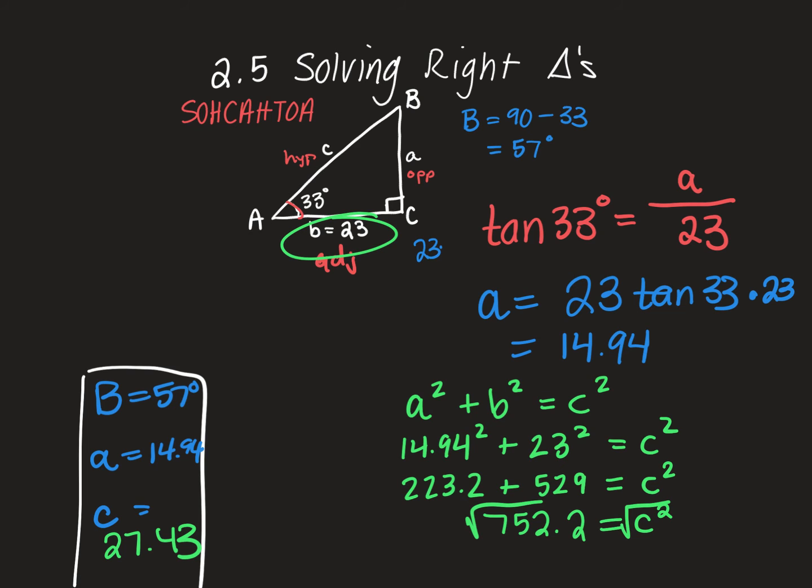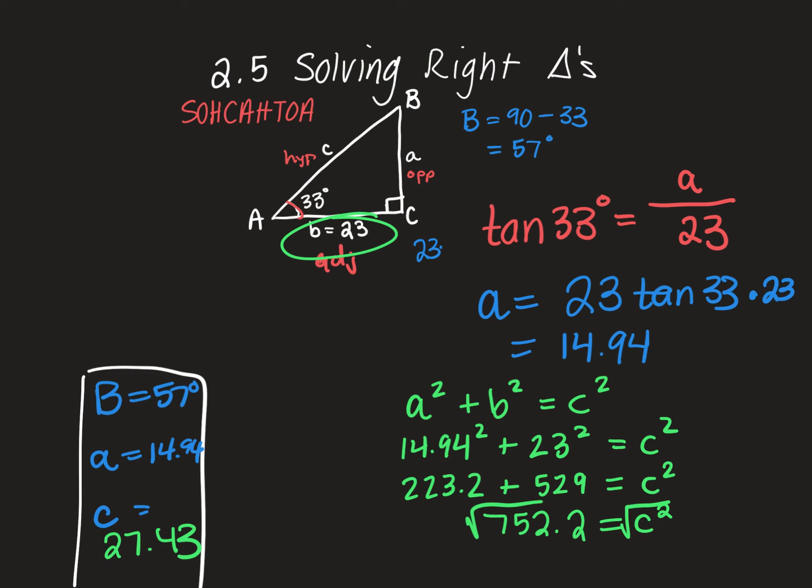Could you solve for the hypotenuse? You could do cosine of 33 equals 23 over the hypotenuse. And you're getting the cosine because it's adjacent over hypotenuse. Okay, that makes sense.